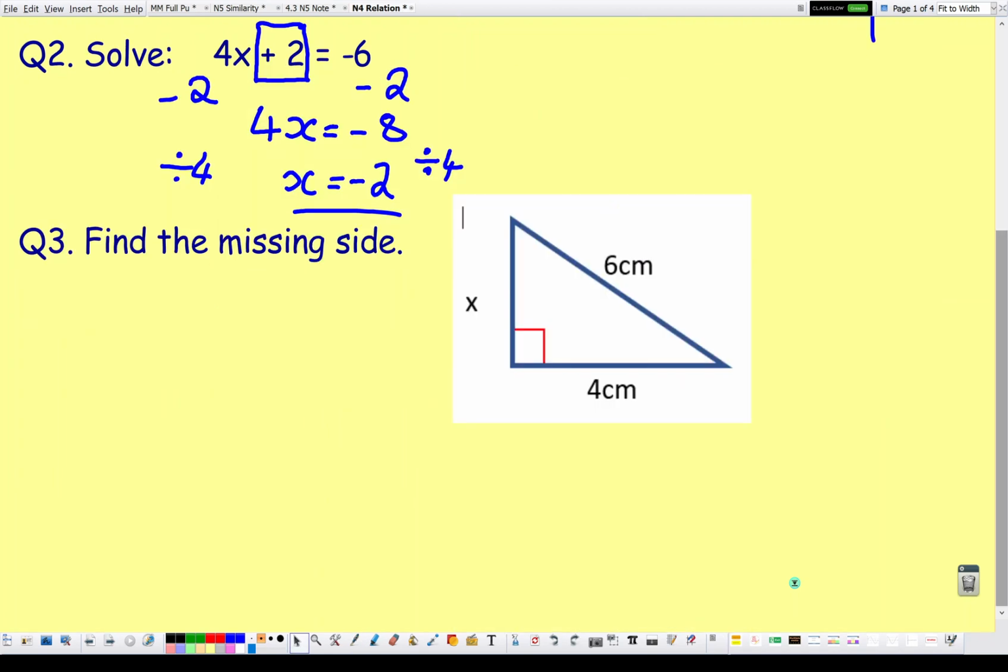Question number 3 is a triangle. We have a right angle triangle and we have two sides given to us and we're trying to find the third side. Now, we have done 2 bits of maths to do with triangles. One of them is trig, one of them is Pythagoras. Can you write in the comments, is this a trigonometry question or is this a Pythagoras theorem question? What do you think? Trig or Pythagoras?